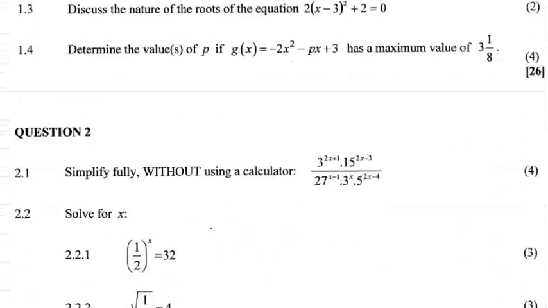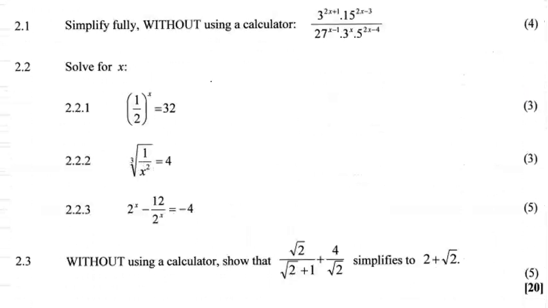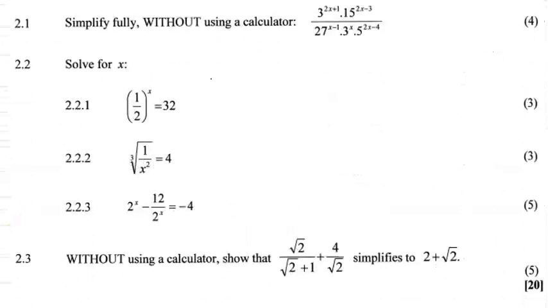The first question I want to look at is question 2, and that is 2.2.1. So in question 2.2.1, we have to solve for x: (1/2) to the x equals 32. Remember that 1 over 2 is 2 to the minus 1. So you could say (2 to the minus 1) to the x equals 32, and 32 can be written as 2 to the 5, so that's 2 to the power 5.